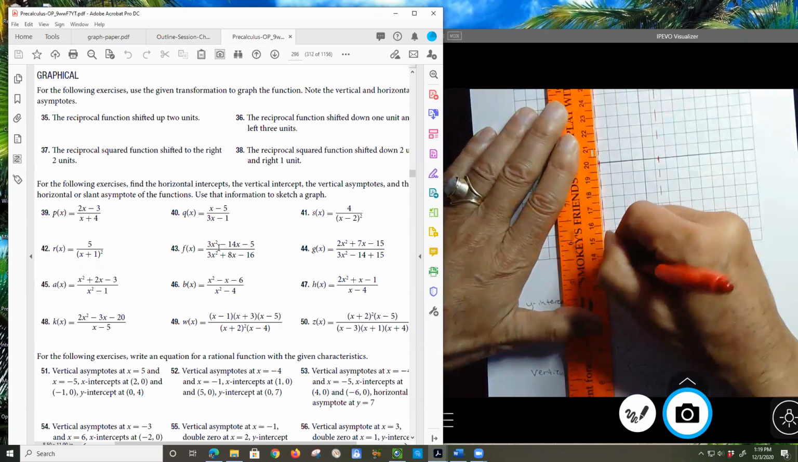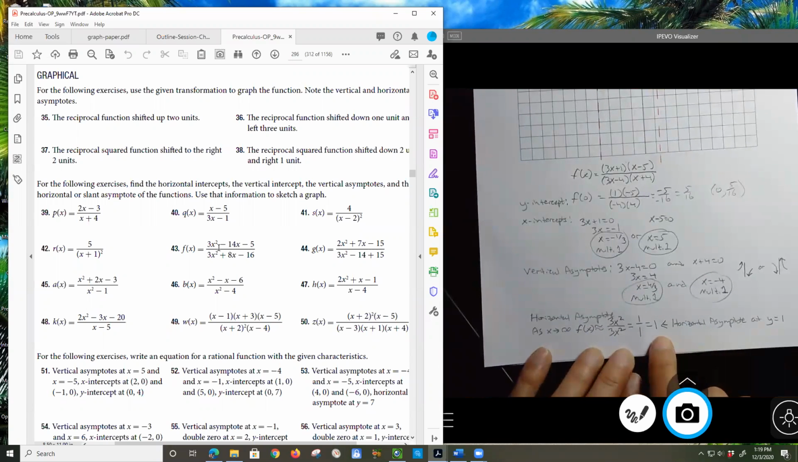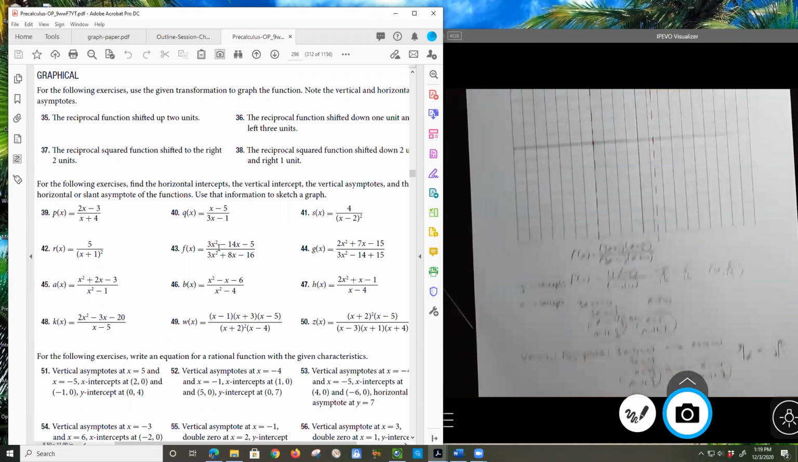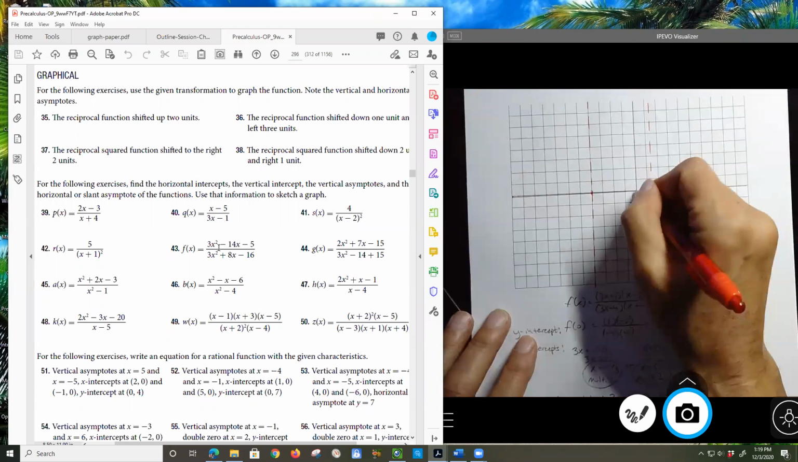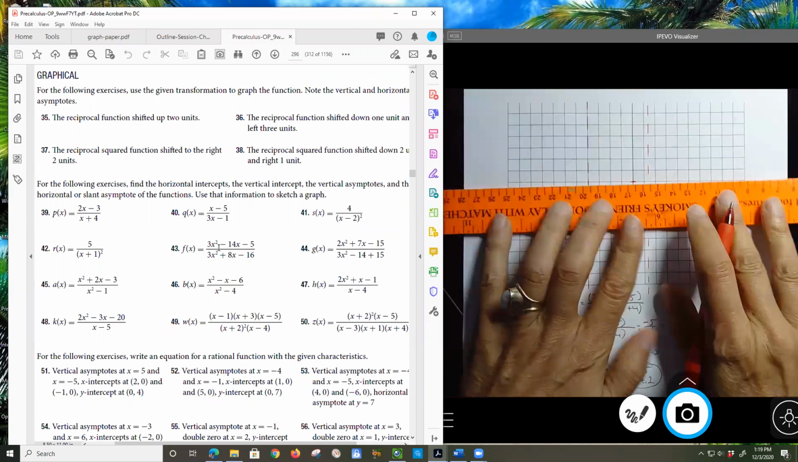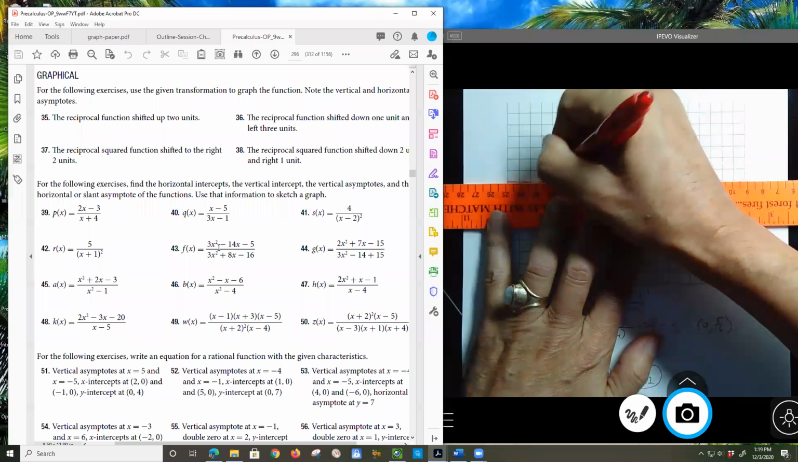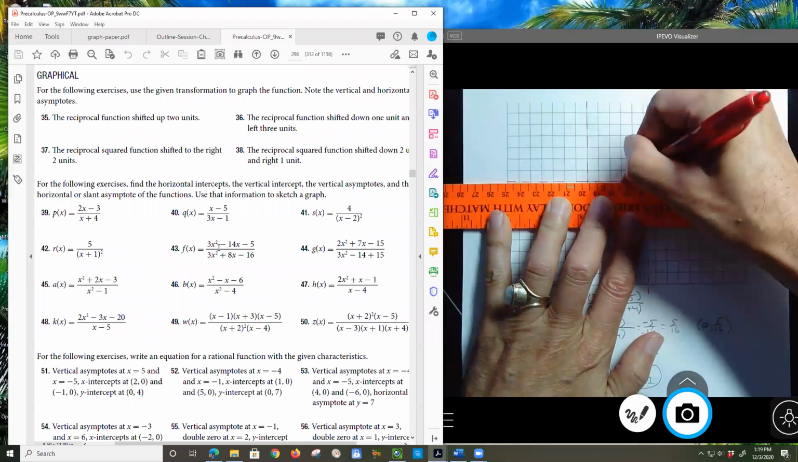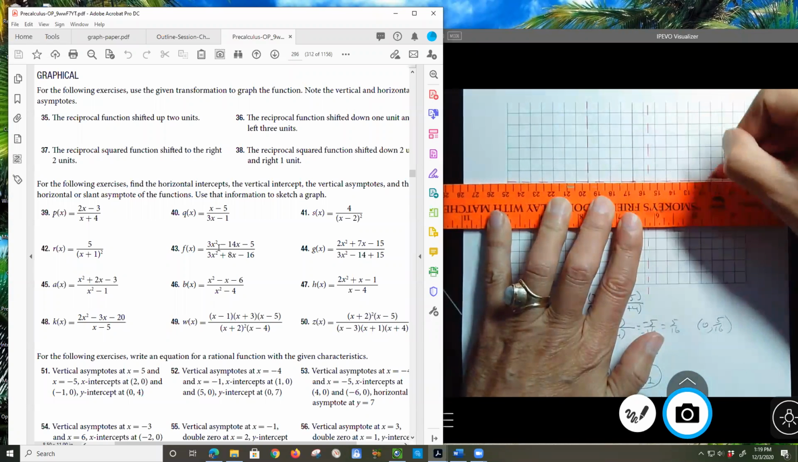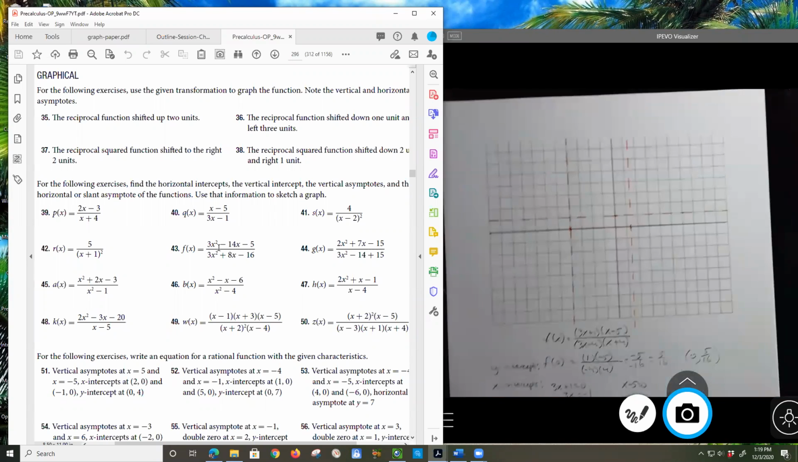And then we'll put in our horizontal asymptote. So it's not at the x-axis this time, it's at y equals 1. So that would be right here. So we'll get that one in. All right.